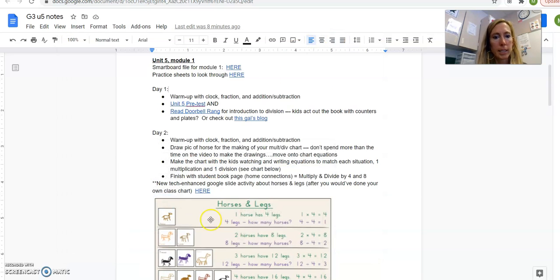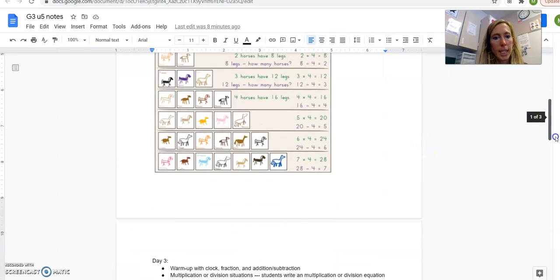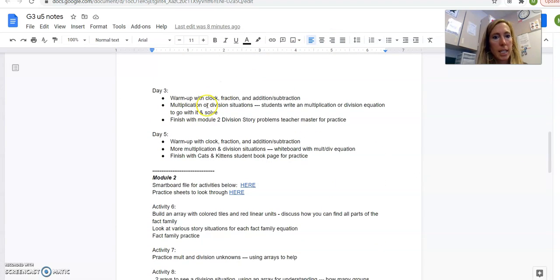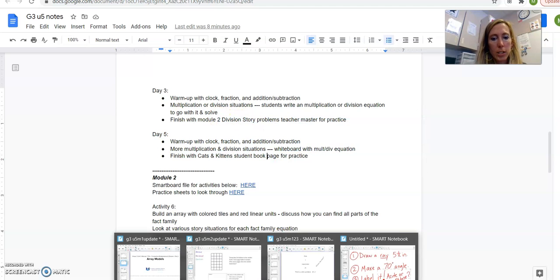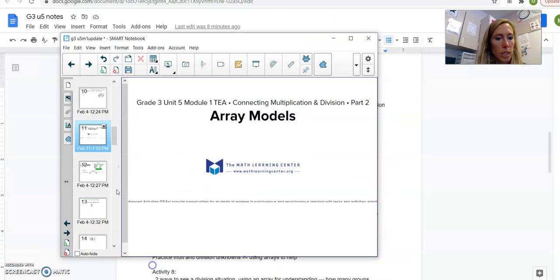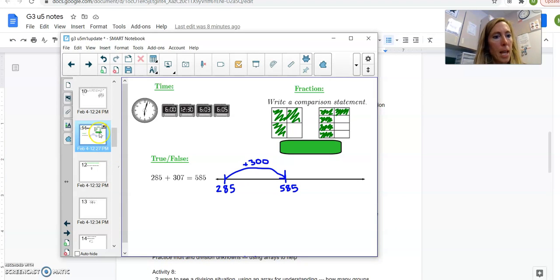Let's go back to this. If I scroll down, day 3, and more warm-up, same. You're going to go through some multiplication and division situations, and then same thing the next day, with both of them having some practice sheets if you want to include those. So there was a new, I'm going to erase this one, okay? There's a new tech-enhanced Google Slide activity from Bridges, but that's going to come in later.